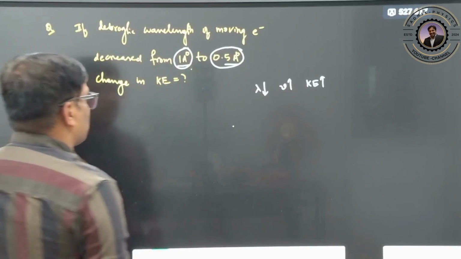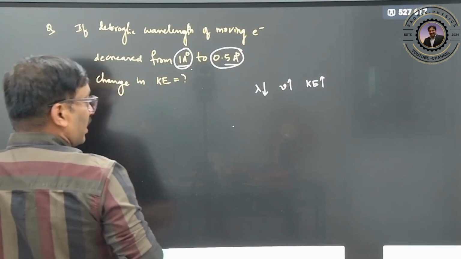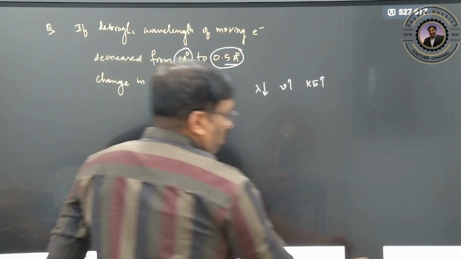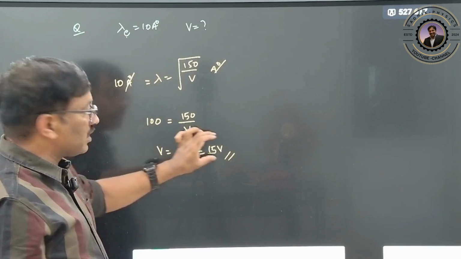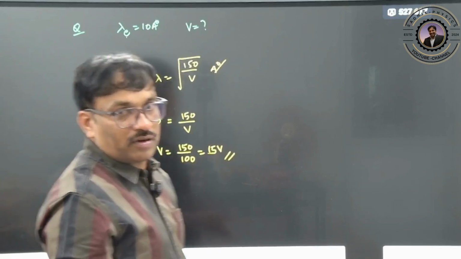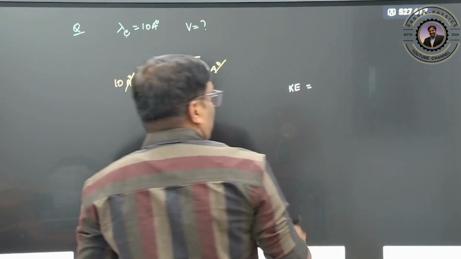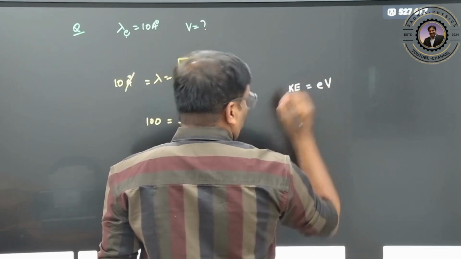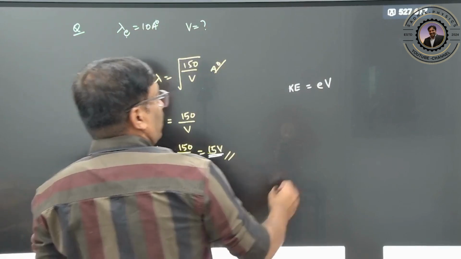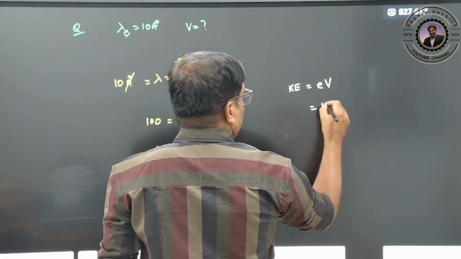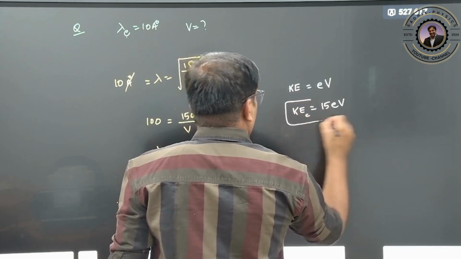Again a simple question: what will be the kinetic energy at this point? We can rewrite it here. One more important question: when the potential difference is given in volts, what will be the kinetic energy of the electron? The kinetic energy of the electron can be written with a very important formula, in electron volts. With what potential difference are we accelerating it here? 15. So its kinetic energy is 15 electron volt. This is the kinetic energy of your electron.